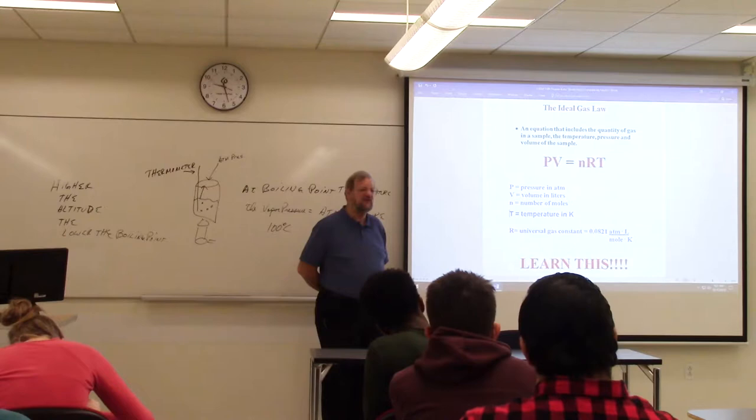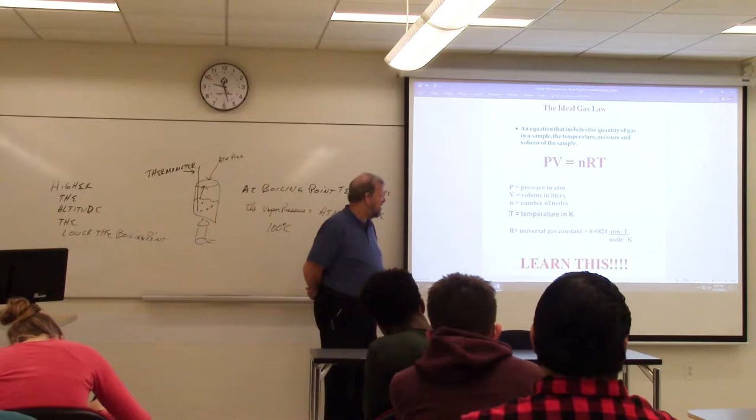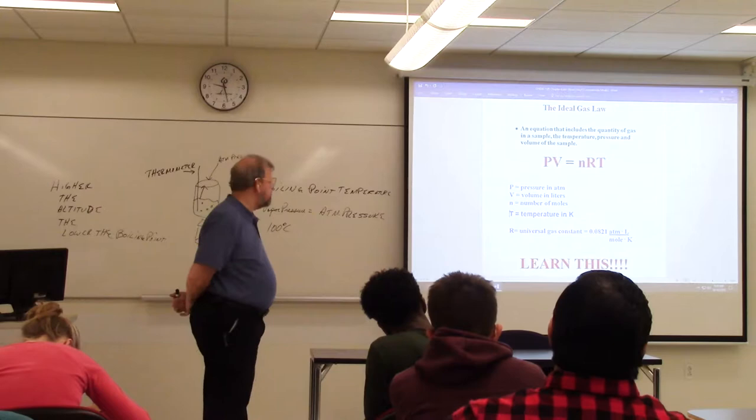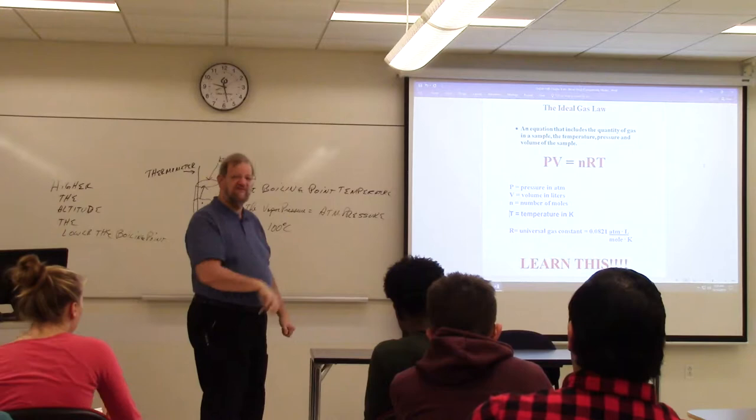The one I'll use for this class is 0.0821, and the units are atmospheres times liters divided by moles times Kelvin. Now, R is a calculated number. And if you notice, since it's a calculated number, the number I have on the screen is three significant figures.